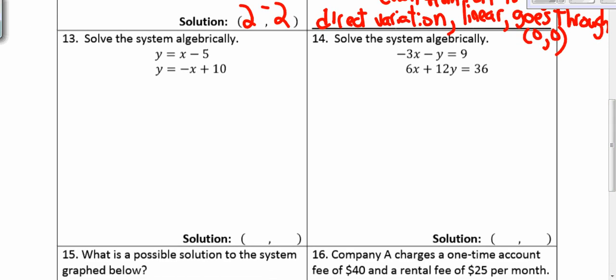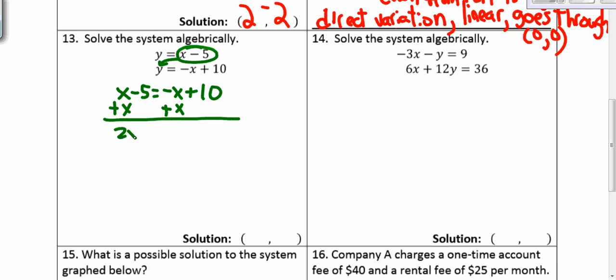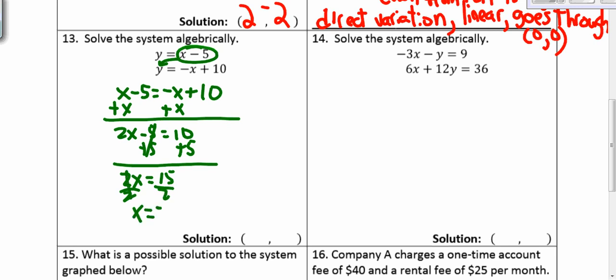All right, solve the system algebraically. So here we go again. They're both equal to a single variable, so I'm just going to take this one and put it in for them. I'm going to rewrite it: x minus 5 equals negative x plus 10. And I'm going to get those x's together, bringing the smaller to the larger. That's what I always try to do. 2x minus 5 equals 10. Plus 5 on both sides. Bring that x down. 2x equals 15. And you divide by 2. x is not a whole number. It's 7.5.